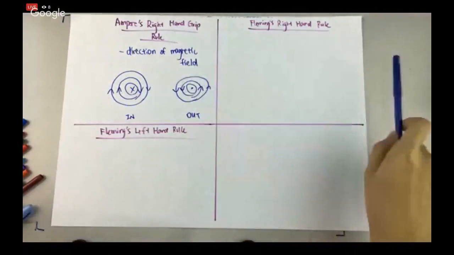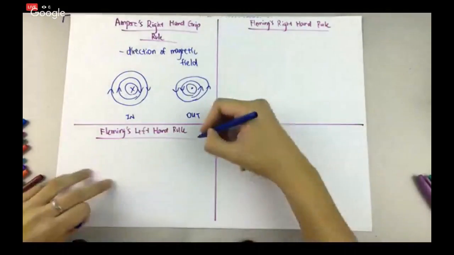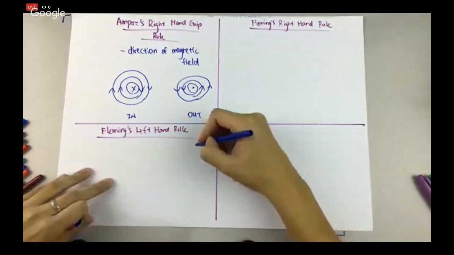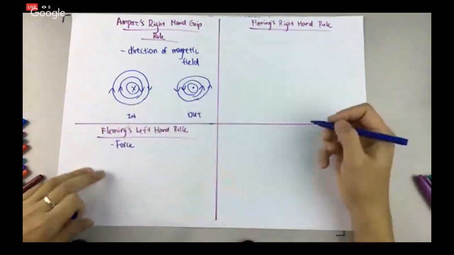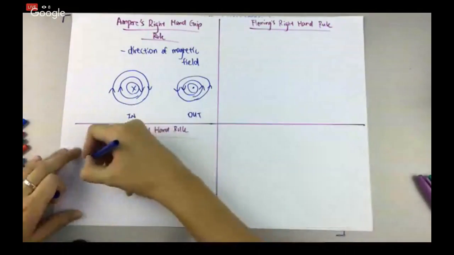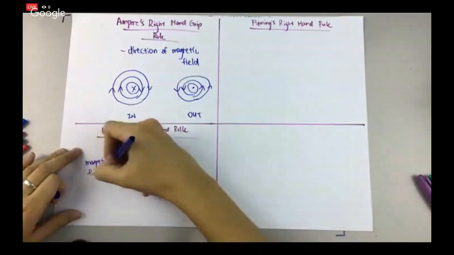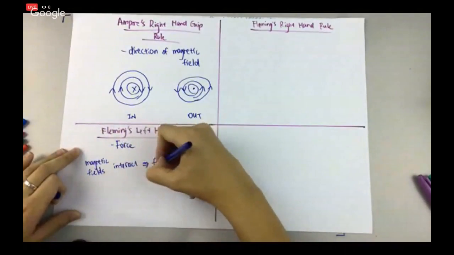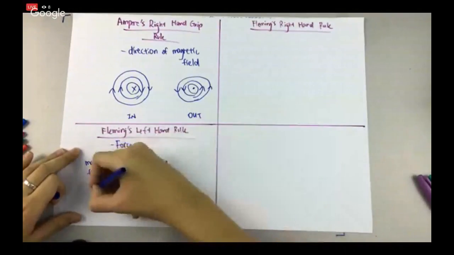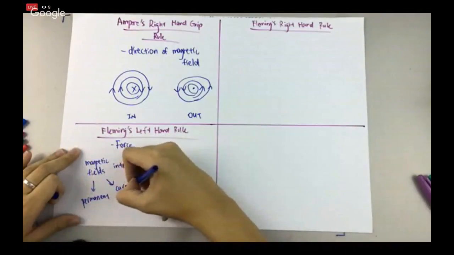What do I mean by find my force? It's mainly when magnetic fields interact, and they produce force. Mainly magnetic fields from two objects, your permanent magnet and your current carrying conductor. They produce force. So basically this hand will be using your left hand.